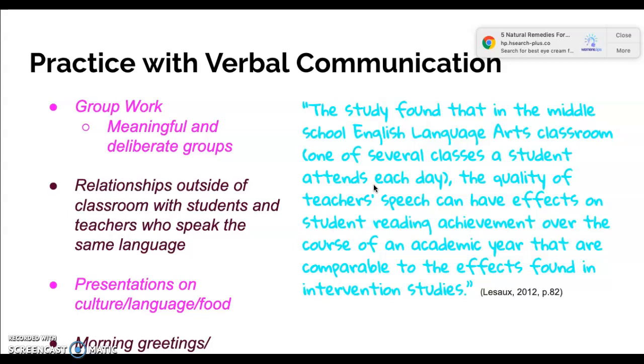Encourage relationships outside the classroom with students and teachers who speak the same language as the student. Presentations on culture, language, and food.